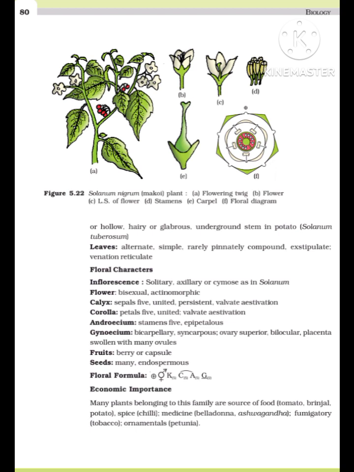Leaves: alternate, simple, rarely pinnately compound, exstipulate, venation reticulate. Floral characters: inflorescence solitary, axillary, or cymose as in Solanum. Flower bisexual, actinomorphic; calyx sepals 5, united, persistent, valvate aestivation; corolla petals 5, united, valvate aestivation; androecium stamens 5, epipetalous; gynoecium bicarpellary, obliquely placed, syncarpous, ovary superior, bilocular, placenta swollen with many ovules, axile. Fruit berry or capsule; seeds many, endospermous.